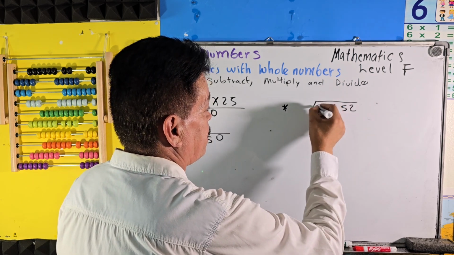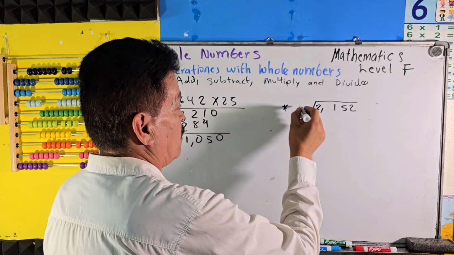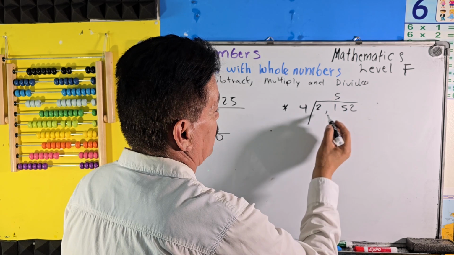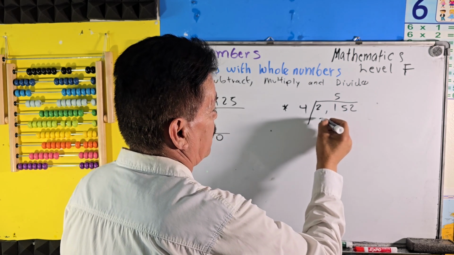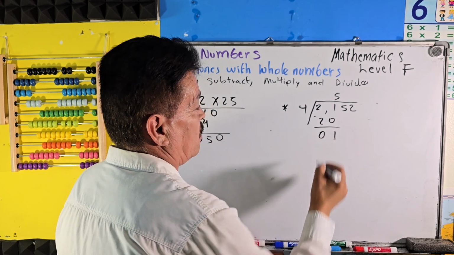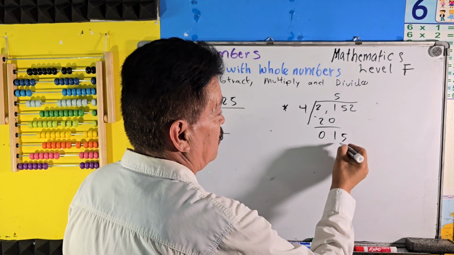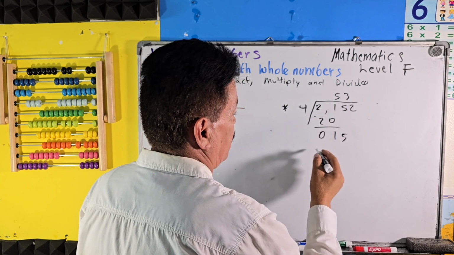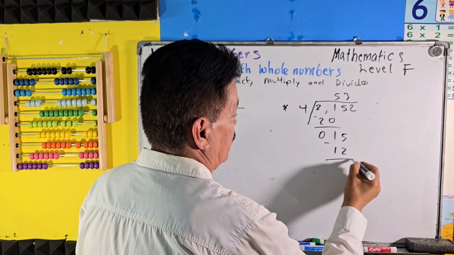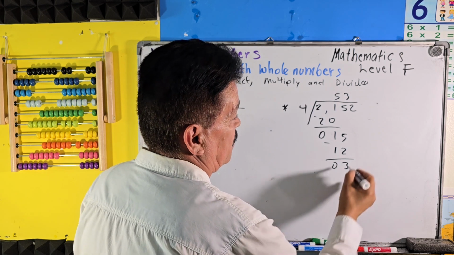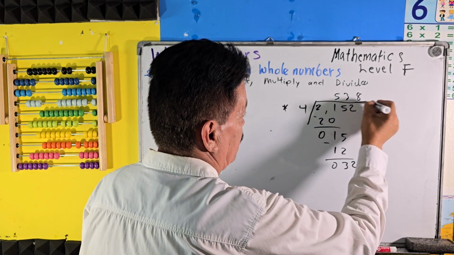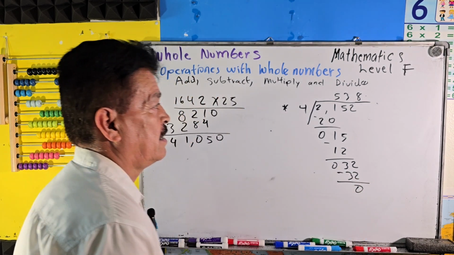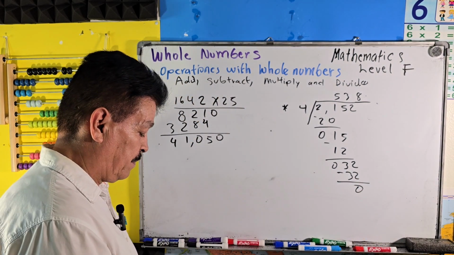152 divided by 4. Okay. So here is 5 times 4 is 20. As 1 and 0. So bring down the next number, 15. In 15 is 3 times 4 is 12. It's 3, 0. Bring down number 2 is 8. It's going to 8 times 4 is 32. 0, 0, right? That's it.